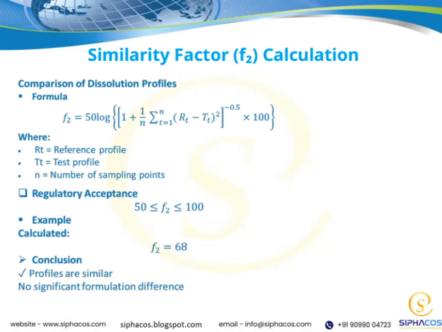Now, let's look at the similarity factor, or F2. This calculation helps us compare two sets of data, usually how closely one profile matches another over time. It's a key tool when we want to see if two things behave alike or if a new version stays consistent with the original. Understanding how to calculate and interpret this factor gives us a clearer picture of similarity, and that's crucial for making informed decisions.